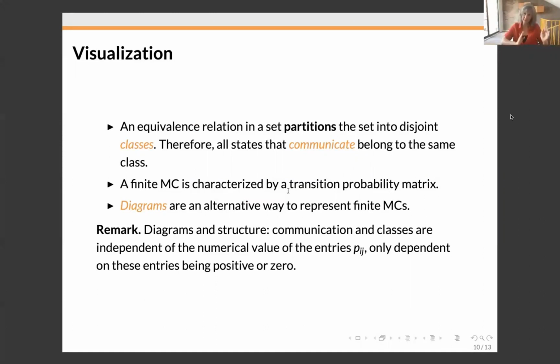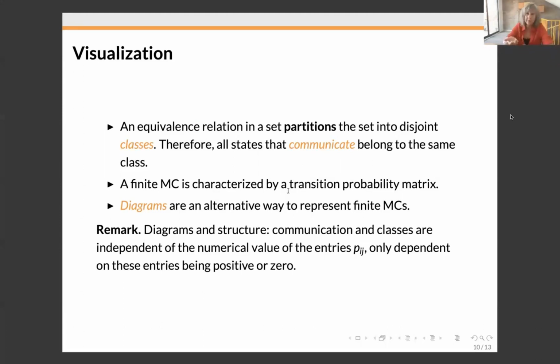And when we use diagrams, if there is a finite number of states, we look at the nodes, and these diagrams are an alternative way of expressing the same probability matrix, but it helps us to visualize the flows and the communication in particular.